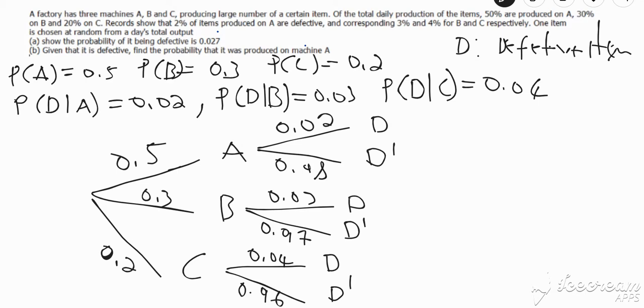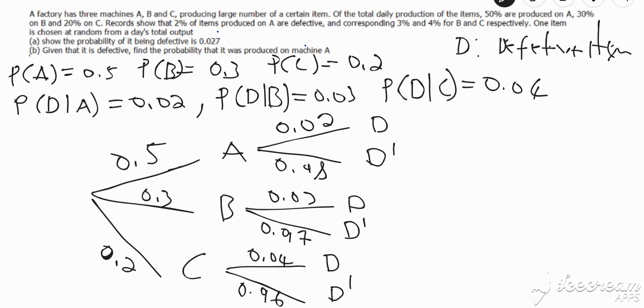Now, since I wasn't asked to draw a probability tree, I don't have to summarize the outcome and the details. I just need to pay attention to what the question is asking me for. Now, question A is saying, show that the probability that the item selected is defective is 0.027. So the only thing I'm interested in is whether or not the item is defective. So let us look at that specifically.